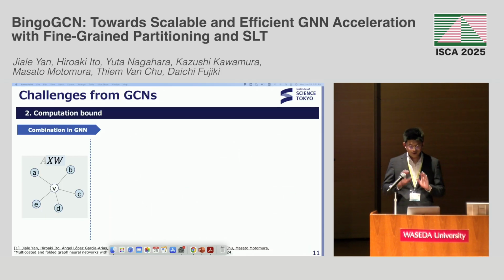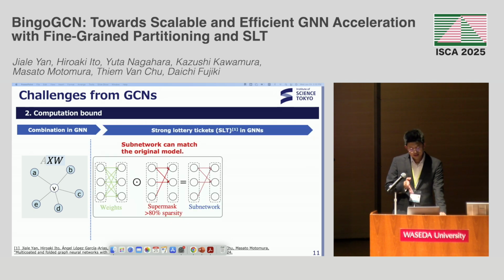Okay, let's look at another challenge. GNNs are also computation bound, especially in the XW step. In this stage, each node's features are multiplied by a weight matrix. To address this, the strong lottery ticket offers an exciting opportunity. It demonstrates that a neural network contains a subnetwork that can match the original model.